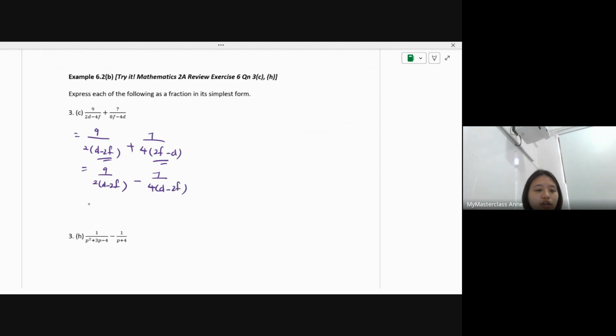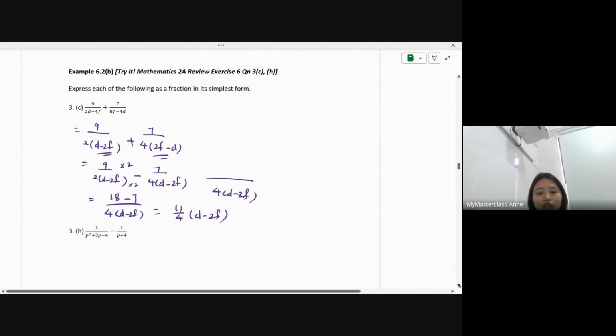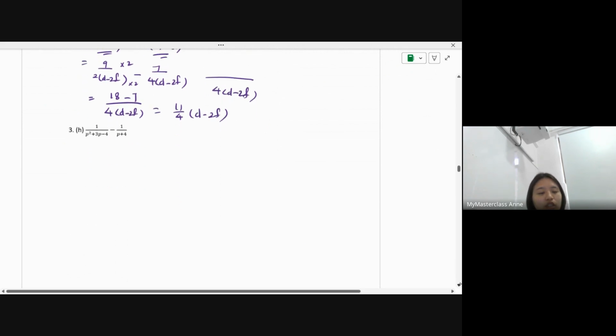Eventually, do I have the same denominator yet? I need 2 times 2 here, so I should get 4(d minus 2f) as the denominator. So I need to times 2 for the first one. So 18 minus 7 over 4(d minus 2f), and I get 11 over 4(d minus 2f). That's it. Now we go to the next question.